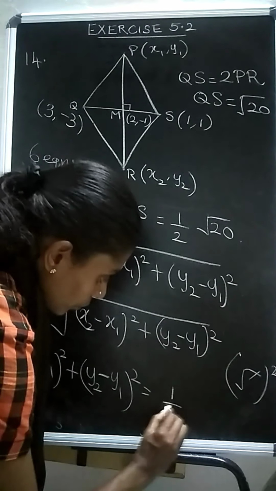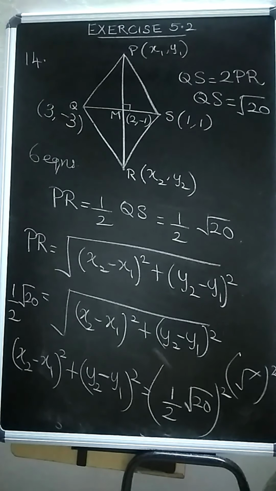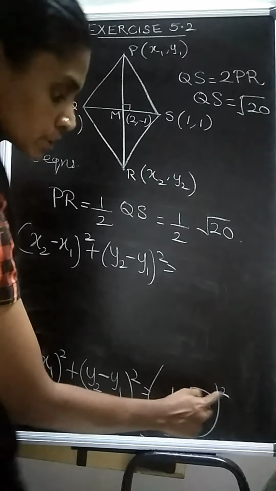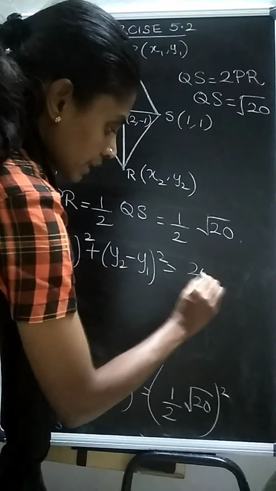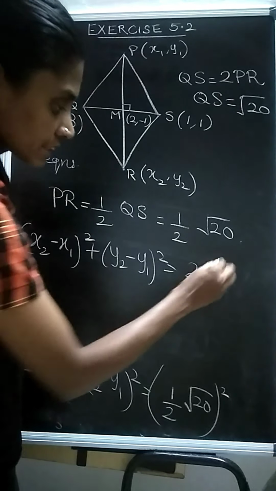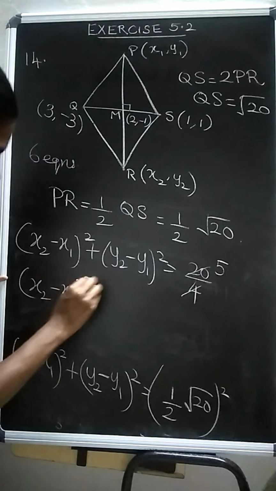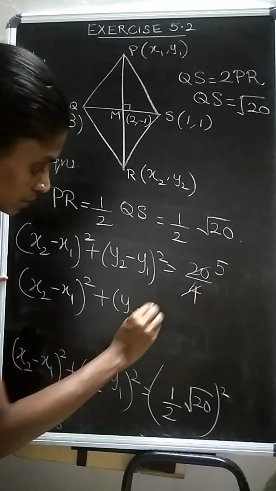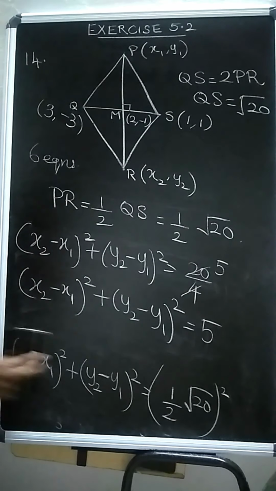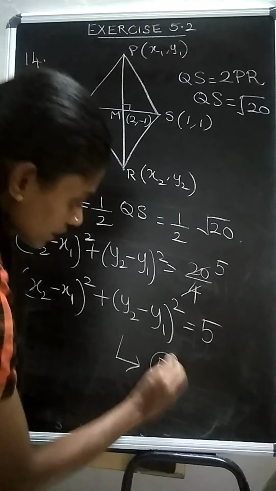So 1 by 2 root of 20 the whole square. Now here what happens? Square and the root gets cancelled. So 20 divided by 2 2s are 4. So this and this gets cancelled. You will get 5. So x2 minus x1 the whole square plus y2 minus y1 the whole square is equal to 5. This is your fifth equation.